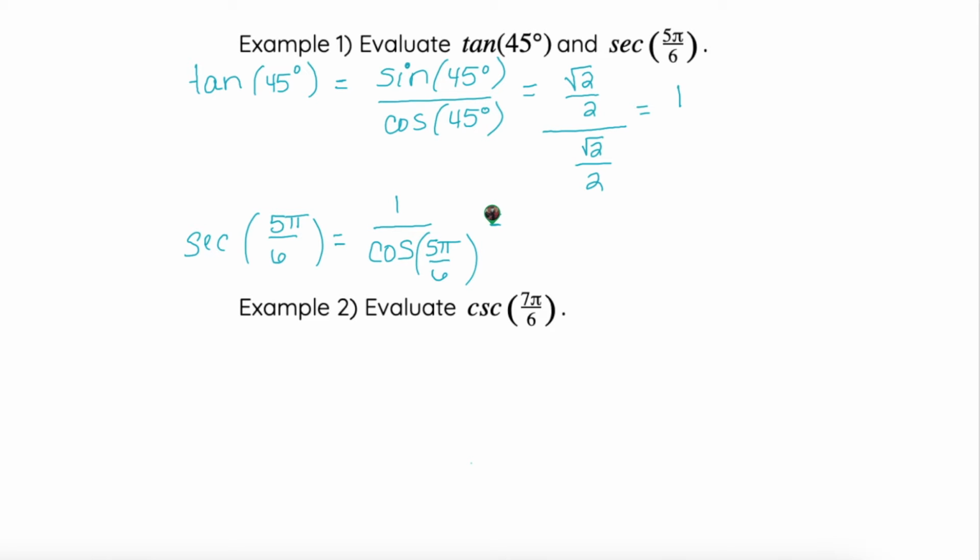I know that cosine of 5 pi over 6, since cosine represents our x value, I know that I'm going to be in either the second or the third quadrant where cosine is negative, and it's directly related to pi over 6 or the 30-degree value. So I know I need to take this as 1 over negative, because cosine of 5 pi over 6 is in the second or third quadrant, square root 3 over 2.